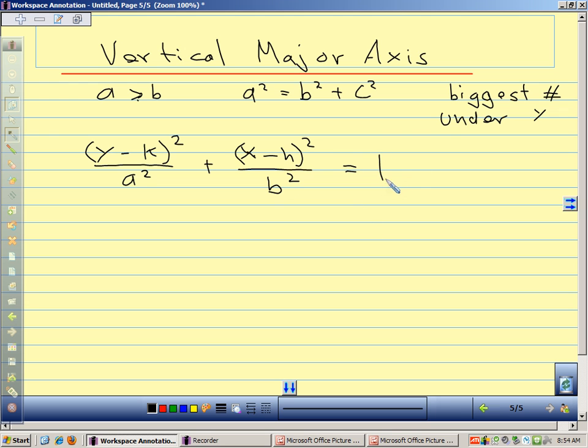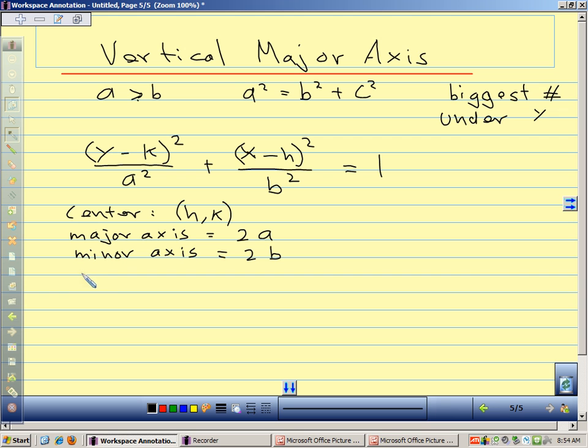And notice in both my equations I have a 1 by itself on one side. So we always want to write our ellipse with that 1 there. Everything else is the same. The center is at h, k. The major axis length is 2a units long. The minor axis length is 2b units long.